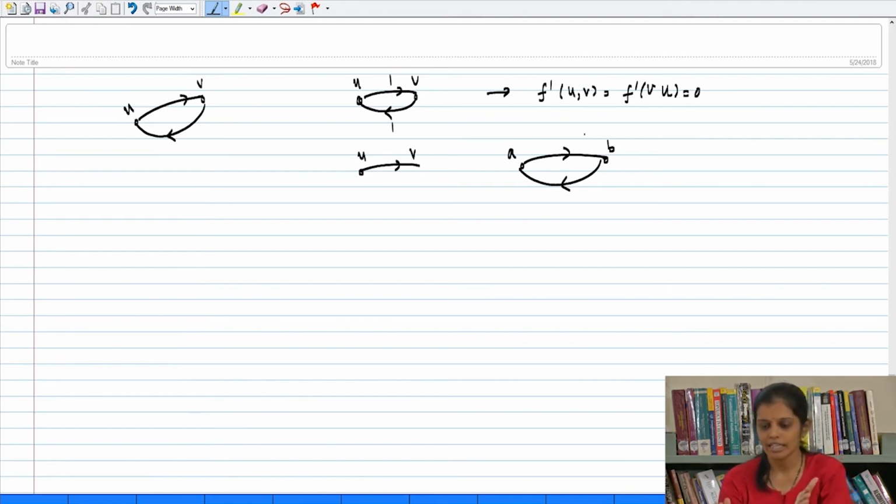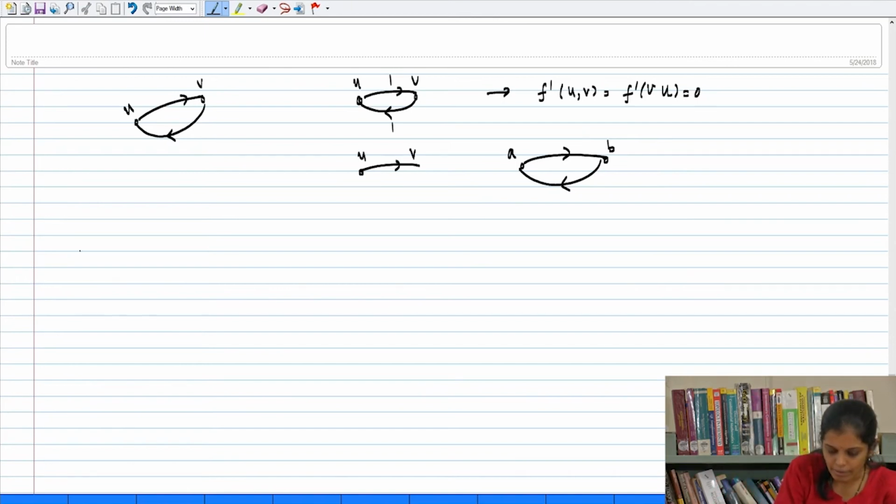So what we have done is the same kind of algorithm can also be applied to undirected graphs with a small modification here, and therefore we get the maximum number of edge disjoint paths even in undirected graphs.